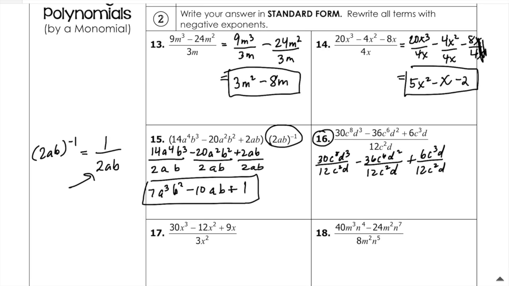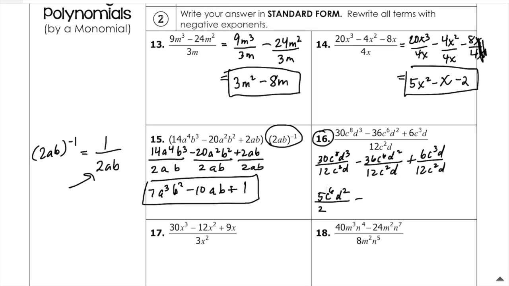So let's see. 30 divided by 12, that does not go in perfectly. It actually simplifies to be another fraction, so we have 5 over 2. We have c to the 8 minus c squared, because that is how the quotient rule works. So 8 minus 2 is 6. Since he's positive, he's going to stay on top. d to the third minus d. So we had 3, we're taking away 1. That is d squared.